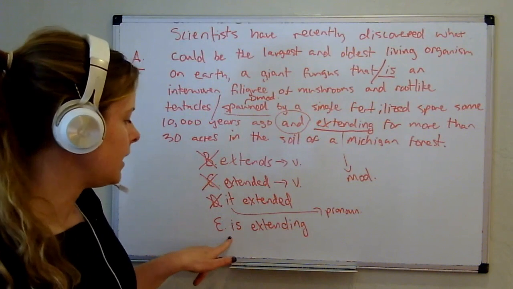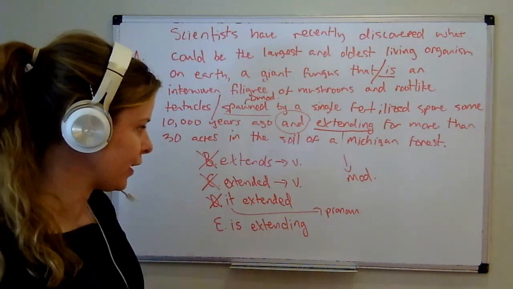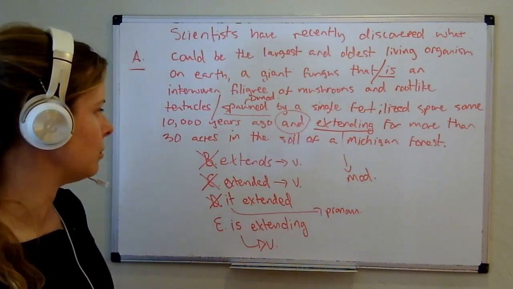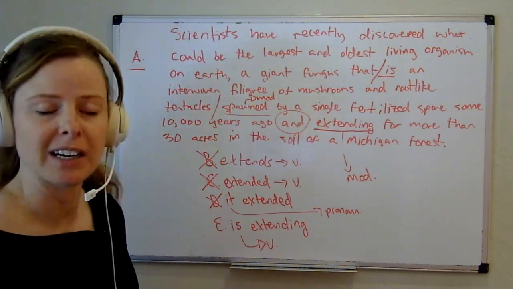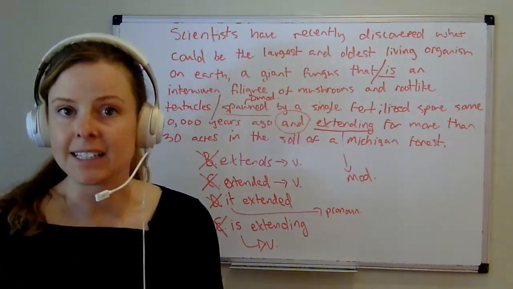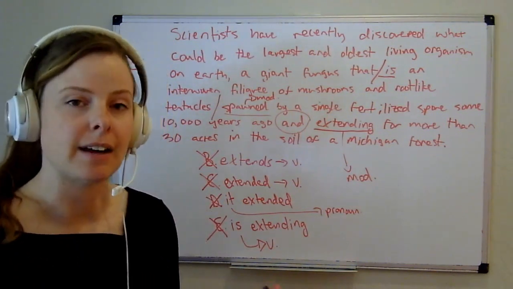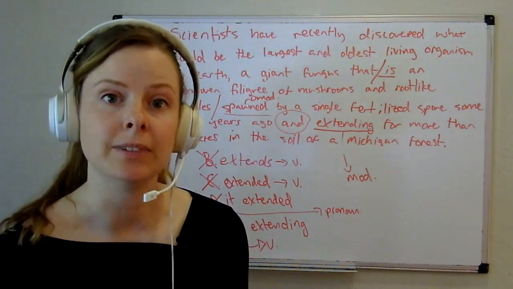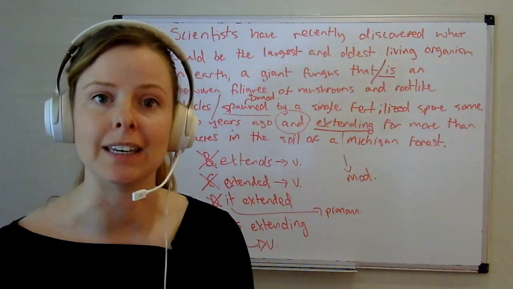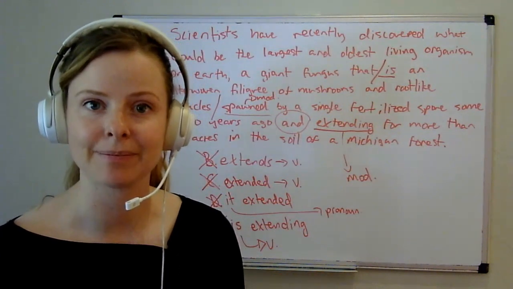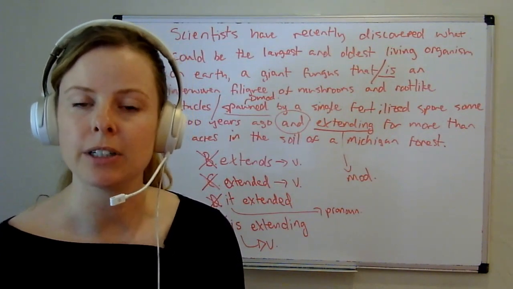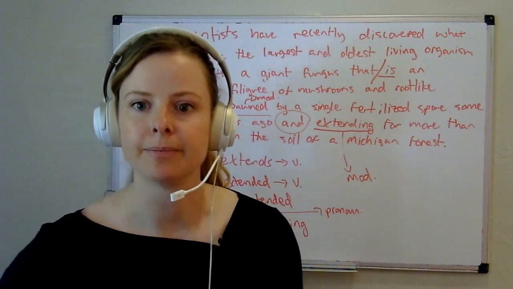And then finally in E, we have is extending, another verb. And we ran into the exact same issue as we ran into with the other verbs here. So we can go ahead and get rid of E. A is the one that makes the most sense. So even though you've got several options that grammatically work, doesn't really work as well as the option that we have in A. So you would choose A. Let's do one final example, and I'll throw that up on the screen now. Take your time and we will discuss it after.